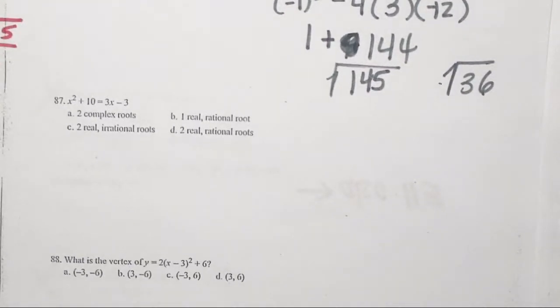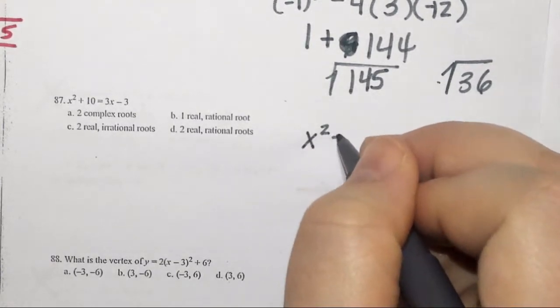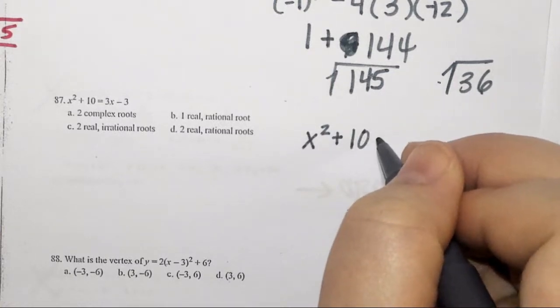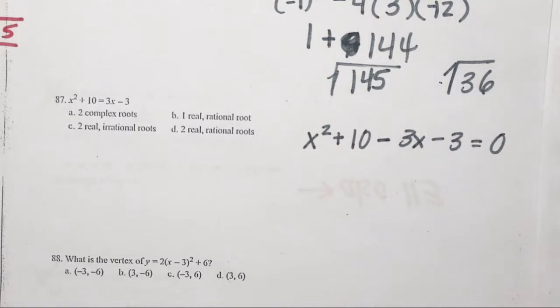Okay, 87. 87 is A. You can have a point. Well, actually, you can't have a point. 86 is technically D, but I'll give you C or D.